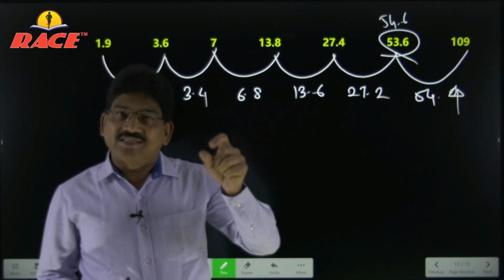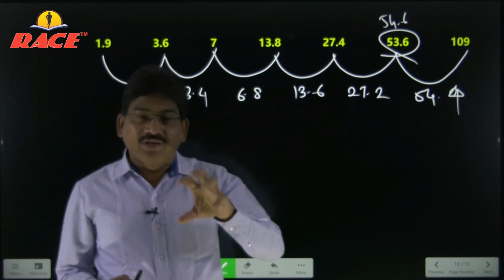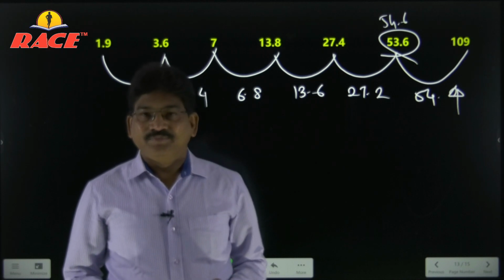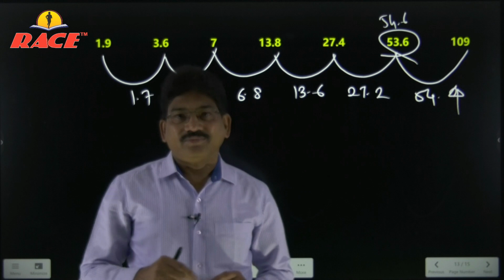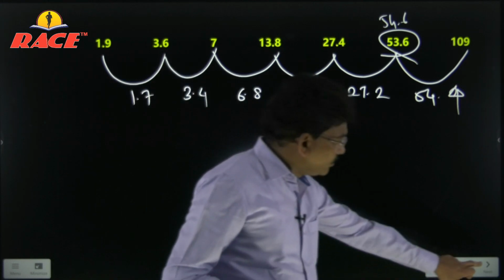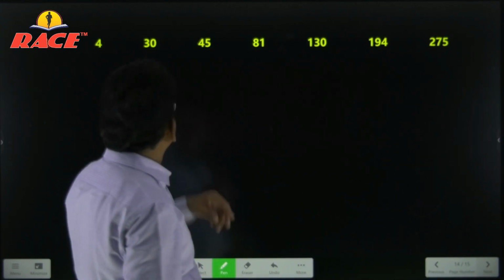The difference gets doubled, particularly when it is given in decimals. Observe, whenever the numbers are given in decimals, see whether the difference is getting doubled. Okay, this is one regular model. Okay, like one last question.